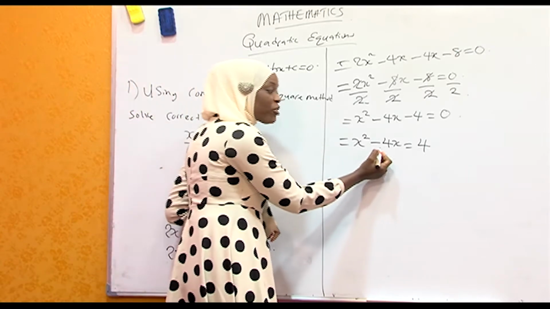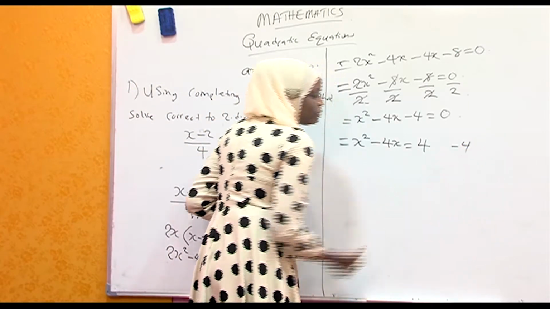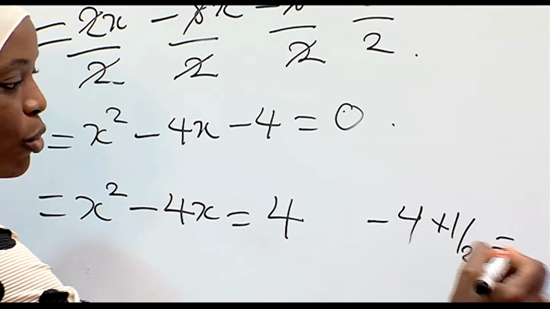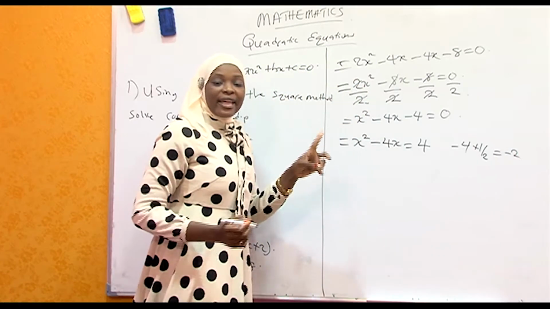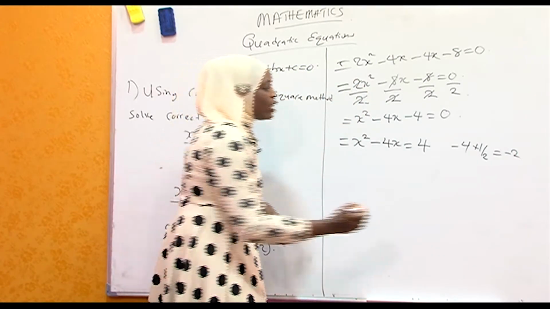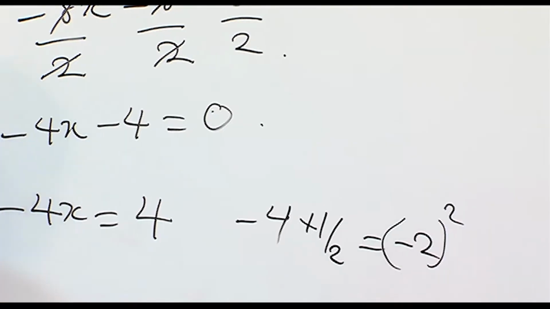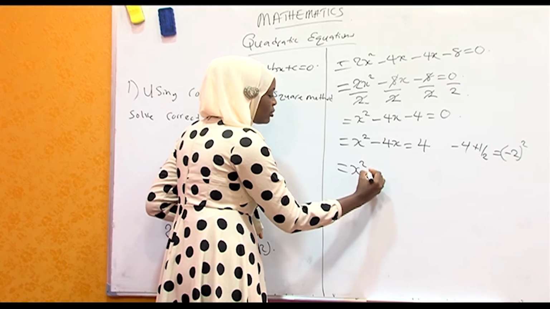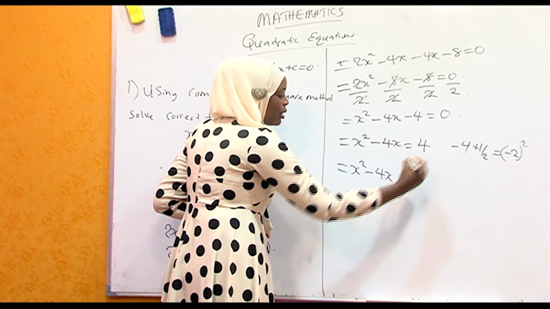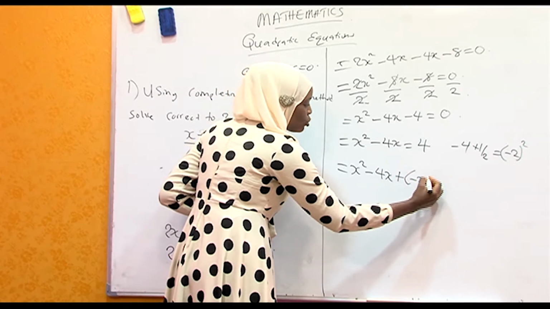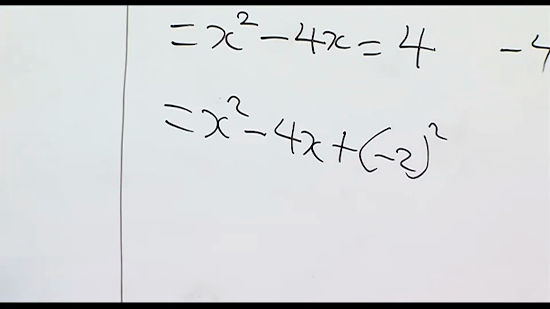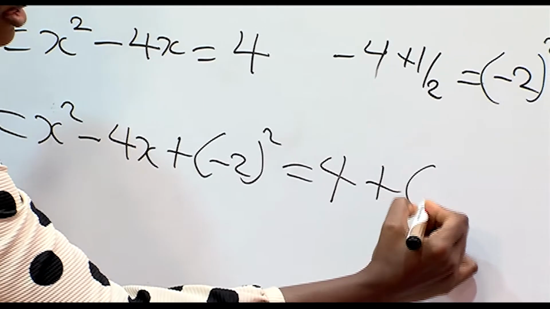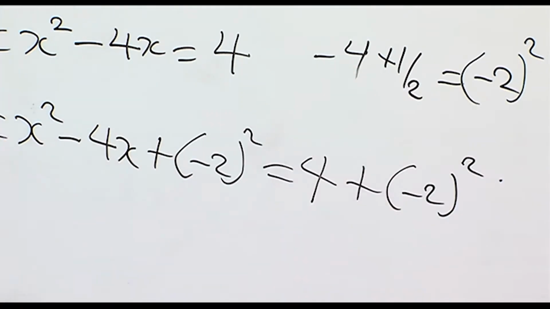So now the coefficient of x here is minus 4. I said you should multiply it by half. If you multiply it by half, you have what? Minus 2. Then square it and add to both sides. So you square your minus 2, then add it to both sides of the equation. So doing that, I have x squared minus 4x, then plus minus 2 squared. That's what I'm adding to both sides, equals 4 plus minus 2 squared.